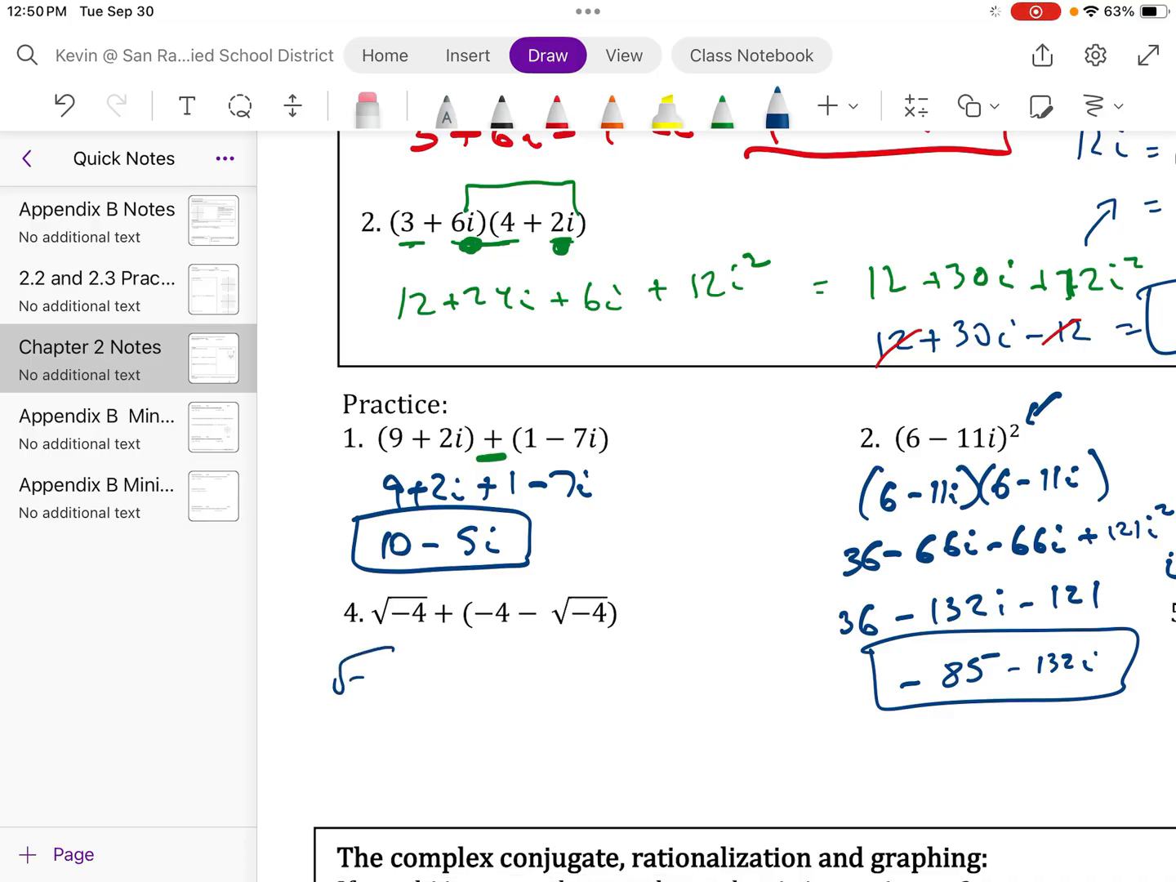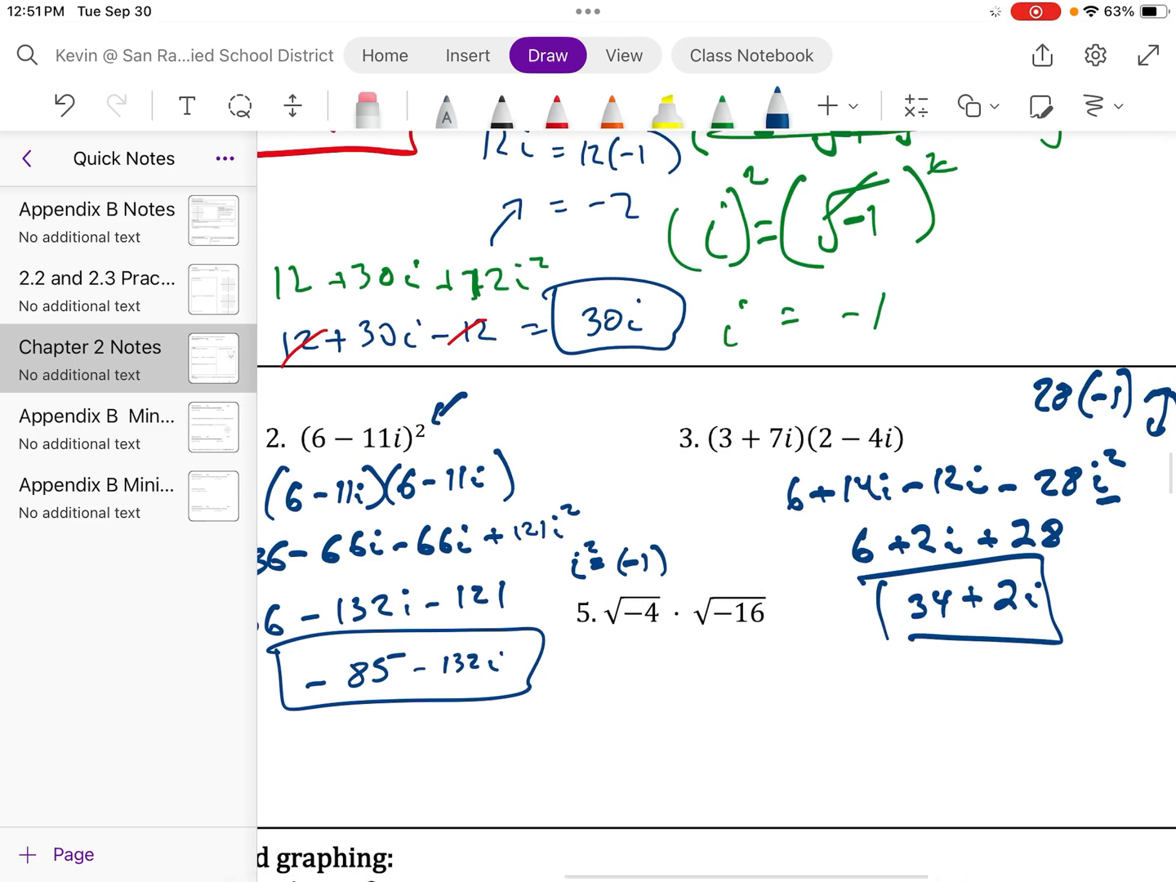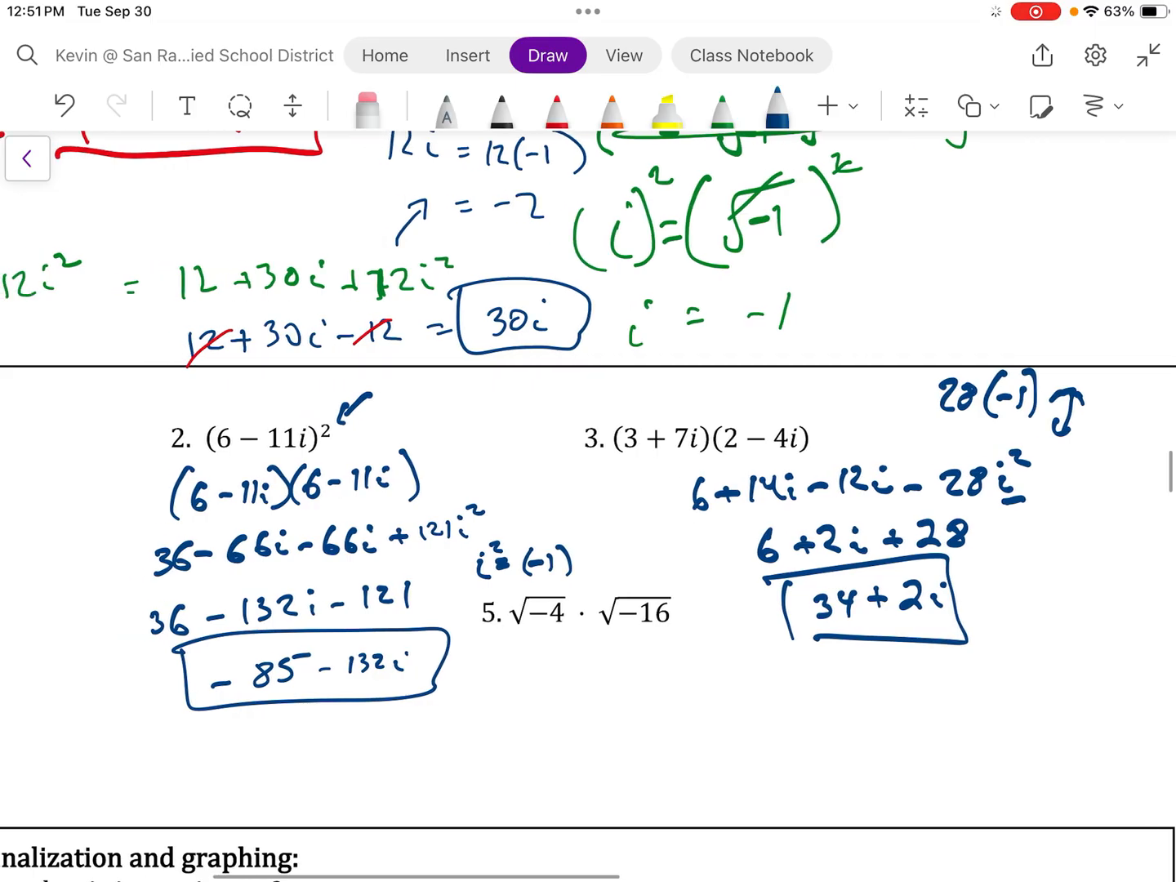Last two really quick. This one's silly. This would just be like saying negative 4 minus negative 4. Well, these two cancel out, so it just leaves me with negative 4. All it means is if we have the square root of negative 4 minus the square root of negative 4, it cancels each other out.